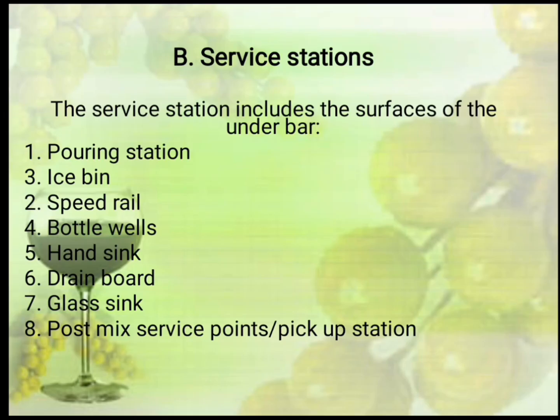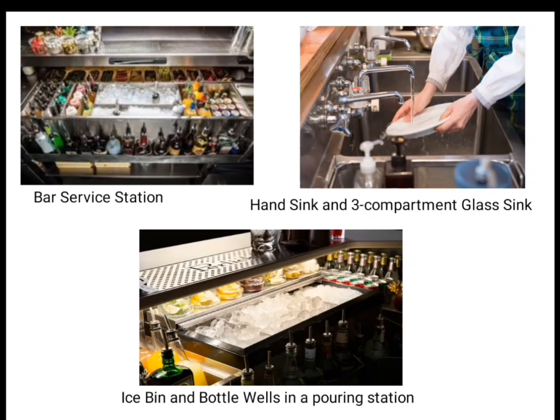So next is service station. The service station includes the surfaces of the underbar. So first is pouring station, ice bin, speed rail, bottle wheels, hand sink, drain board, glass sink, post-mix service point, pickup station. So next is service station: hand sink and three-compartment glass sink, ice bin and bottle wheel in a pouring station.